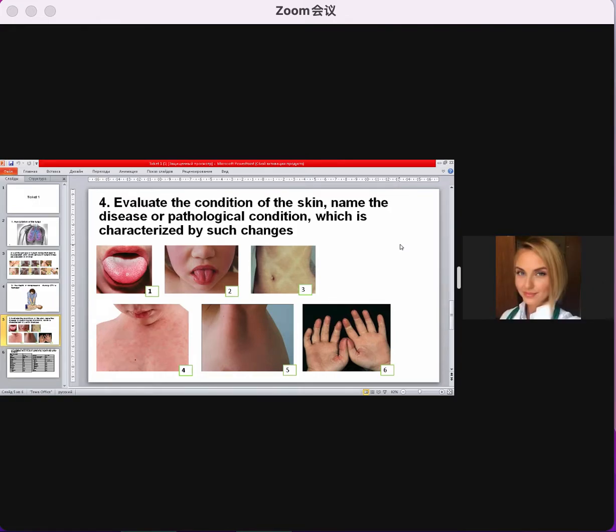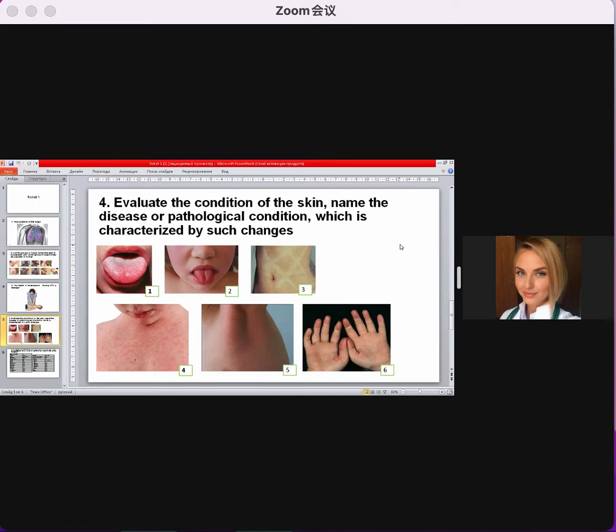Then number 2. Pale nasolabial triangle, or Filatov symptom. Also with highlights, and a strawberry tongue, but without plaque, yes.